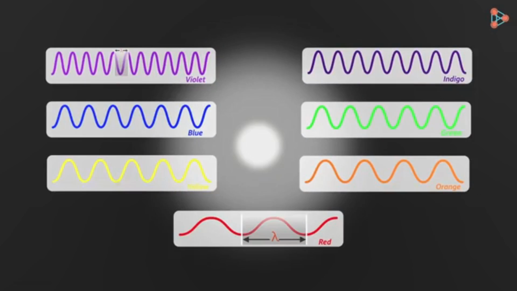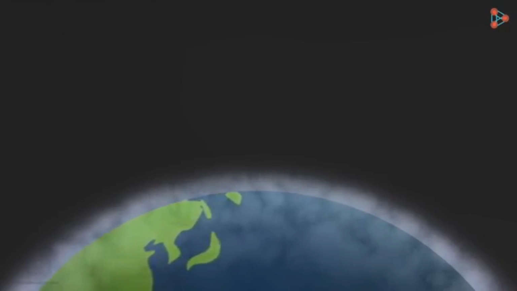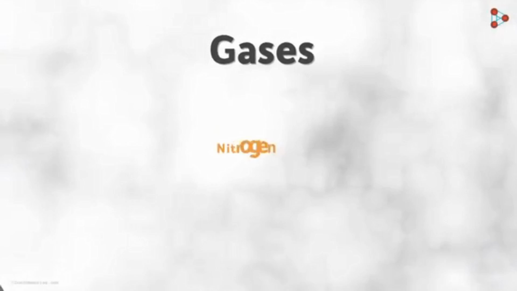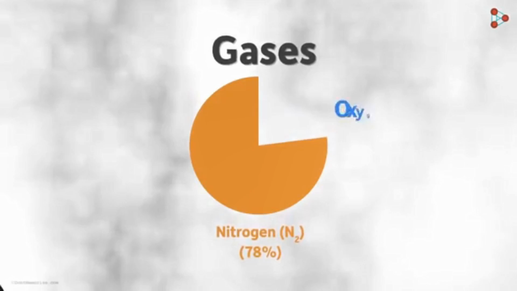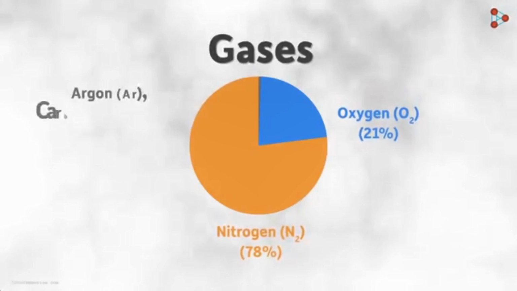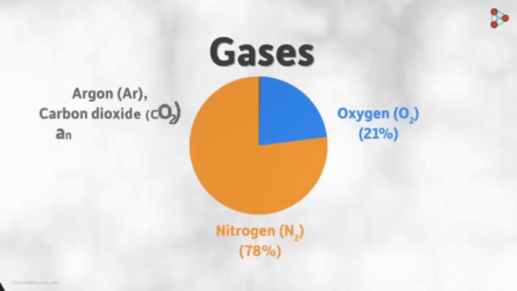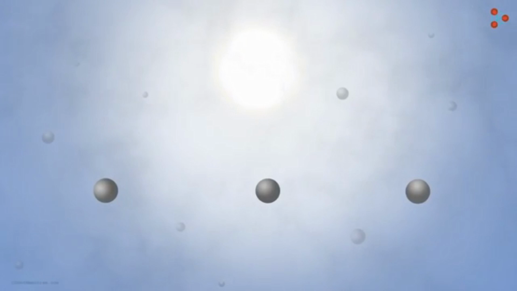And what forms the Earth's atmosphere? The Earth's atmosphere is mainly composed of gases, dust particles, water droplets, and water vapor. Among the gases, nitrogen is present in abundant quantity at around 78%. It is followed by oxygen, which is approximately 21%, and the remaining is filled with the likes of argon, carbon dioxide, and other gases. First, let's see what happens when the sunlight falls on these air molecules.